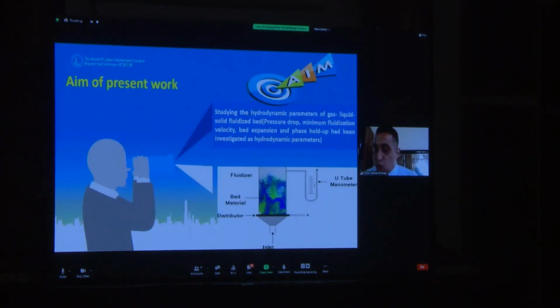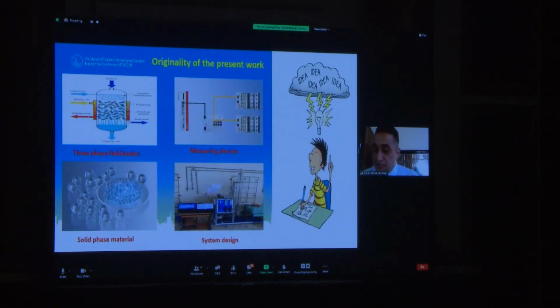The aim of the present work is to study the effect of superficial liquid velocity, superficial gas velocity, and particle size on hydrodynamic parameters such as bed pressure drop, minimum fluidization velocity, bed expansion, and phase hold-up for a three-phase fluidized bed system. The study of hydrodynamics is important for the operation and design of the fluidized bed system. The novelty of this study is the three-phase fluidization, system design, measuring device, and solid phase material.